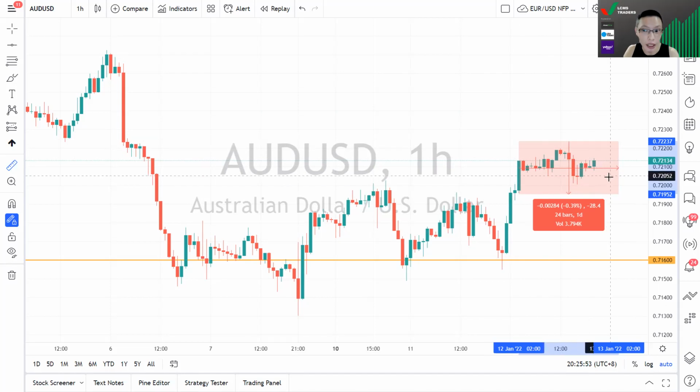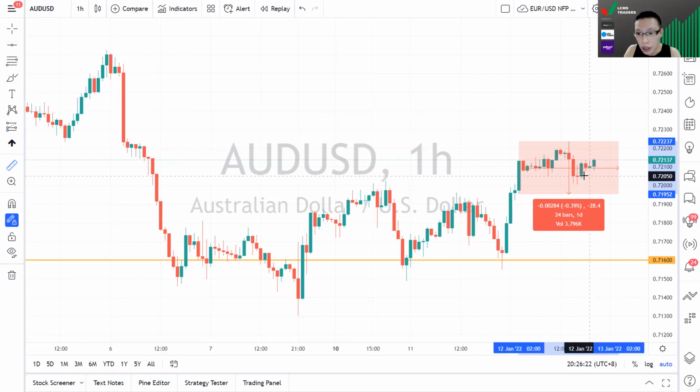So with this, how do we trade the straddle strategy? The straddle strategy is simple. We don't know which direction, up or down, the Aussie dollar will break towards. So what we do is place a buy stop order and a sell stop order. We usually place our buy stop order slightly above the top edge of the rectangle.